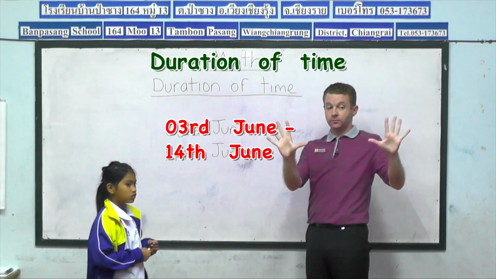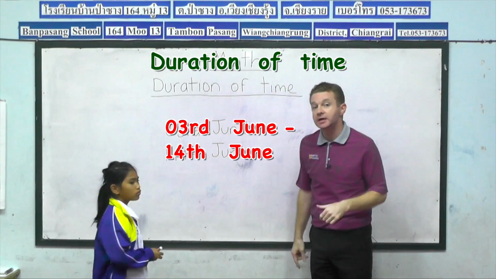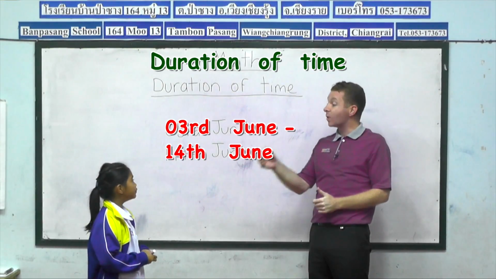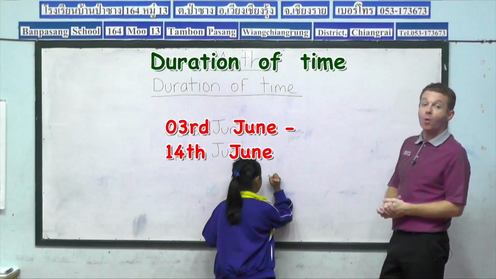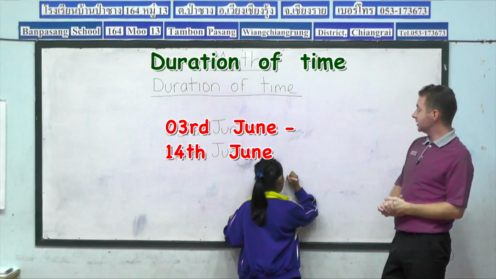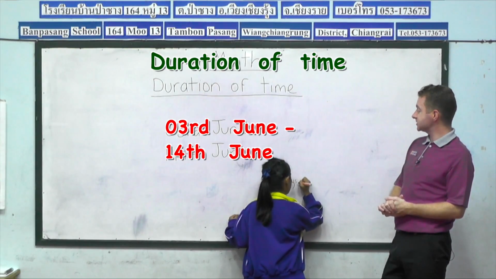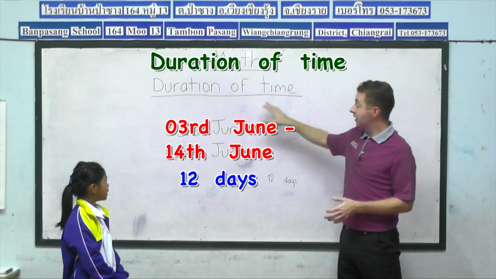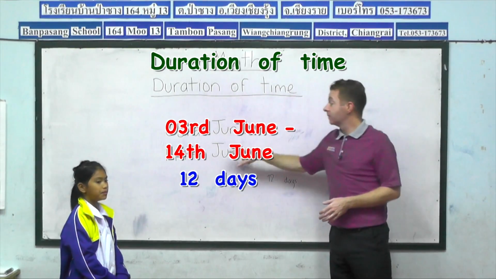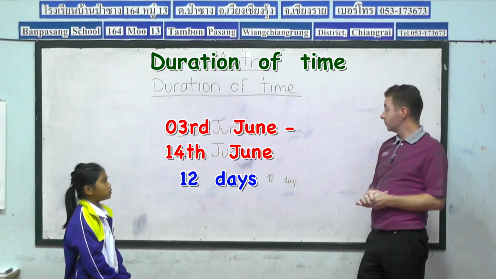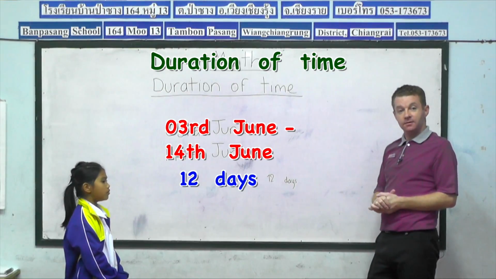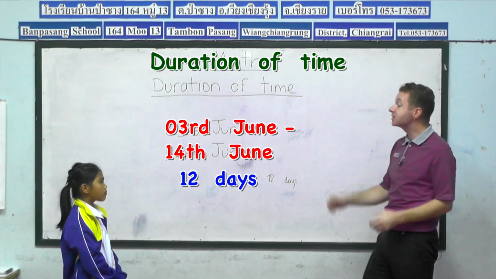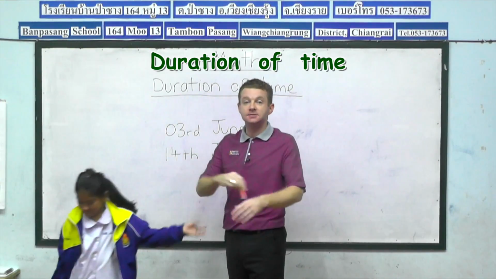Okay, how many so far? 10 days, and we're up to the 12th. So then we need 13th, 14th. So how many days in total? 12 days. So Pak Bung, you can write the answer here. 12 days. D-A-Y-S. So you see, we can say the duration of time from 3rd of June to 14th of June is 12 days. And that's how we work out the duration of time for a calendar period in the same month. Pak Bung, that was excellent. Big round of applause for Pak Bung, please, guys.